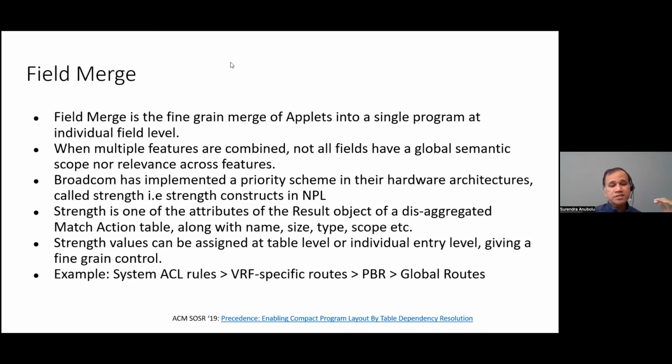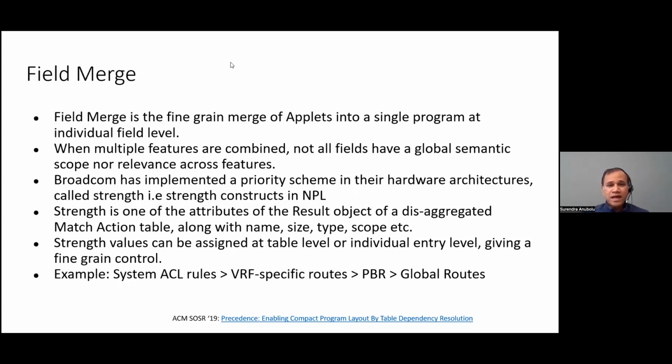For these prefixes, I'm going to have applet 1 have a higher priority than PBR. For another set of prefixes, or something that matches a different set of rules, maybe the VRF specific routes, or applet 1 or applet 2, take the precedence. So the precedence needs to be dynamic, because depending on the packet, the subnet or the feature that's enabled, applet 1, applet 2 or the base pipeline may have the higher strength.